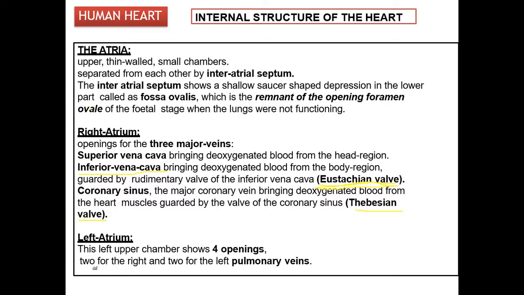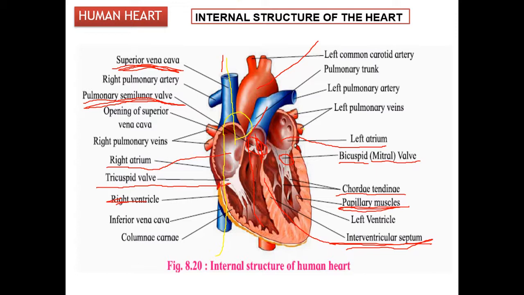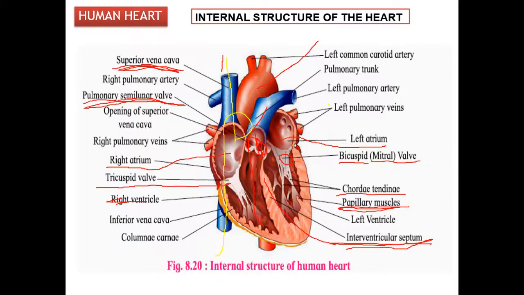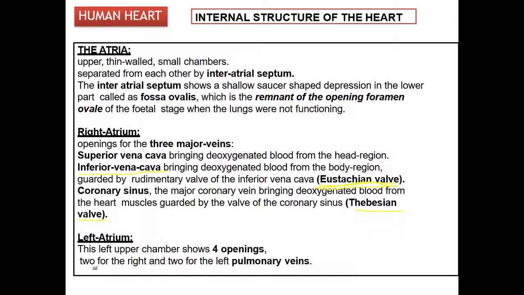Now the left upper part shows four openings: two for the right and two for the left pulmonary veins. Here you can see the two left pulmonary veins. So these four openings are in the left atrium.